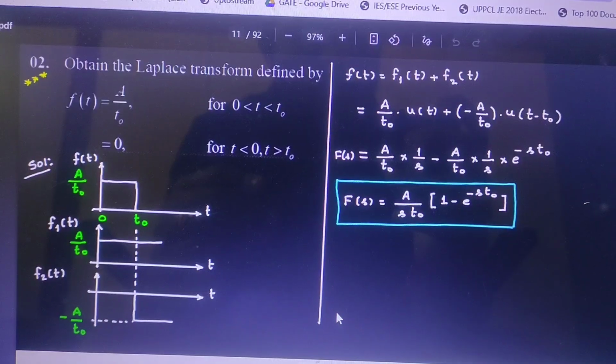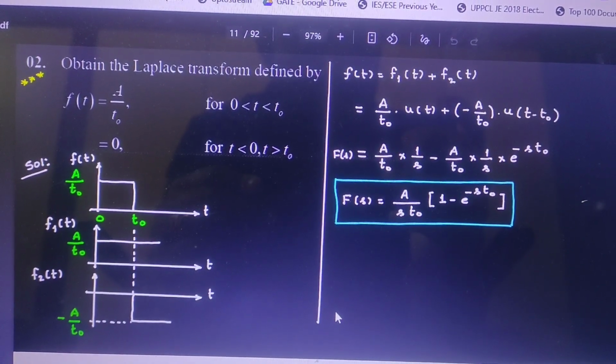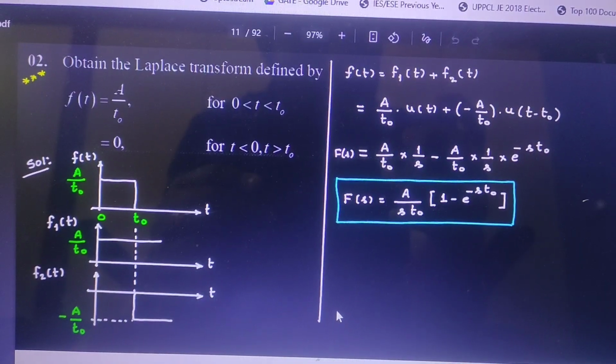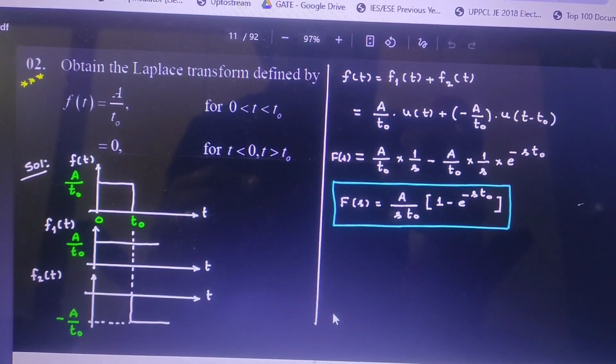Now if you convert it into the Laplace transform, you will get F of s equals A by s t naught as common, into 1 minus e power minus s t naught.